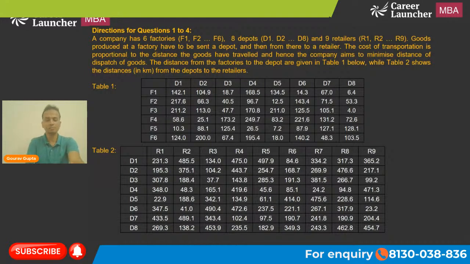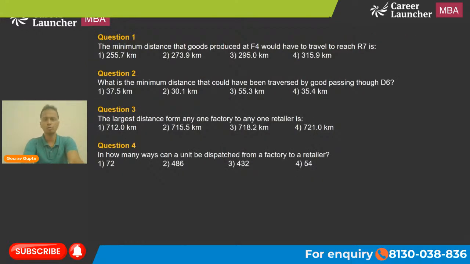Now I'll display the set of questions. I'll display all the 4 questions, and you can pick up the first question from that. Then I'll come back to the table. What you can do is right now take a snapshot of these 2 tables, because the tables will not be given with the 4 questions. So these are all the 4 questions on your screen.